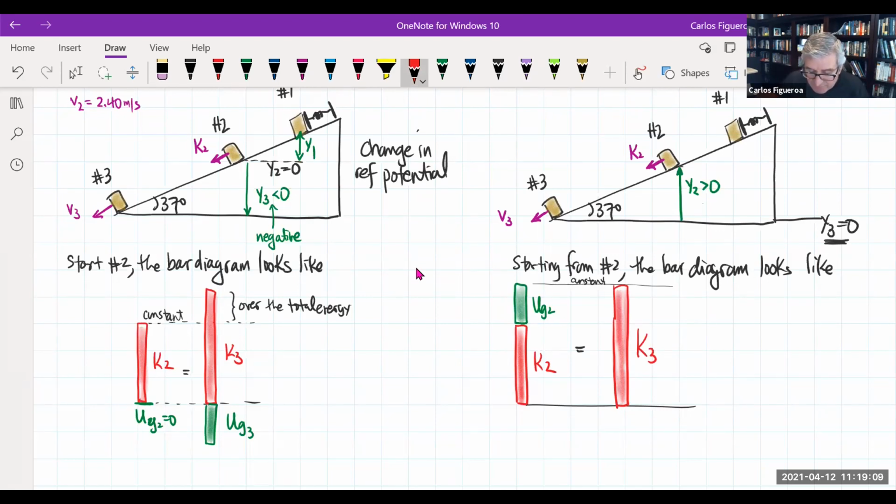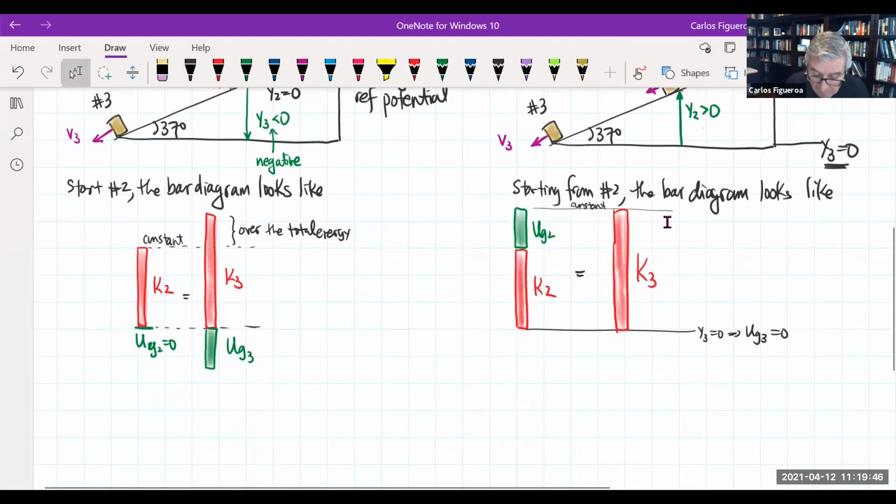So the question is, which is easy for you to understand? If you like the left one, you should use that one. If you like the right one, you should do that one. I'm going to use the right one, because that's the more common way to do that. So again, this is where Y3 is equal to 0, which tells us that the potential energy at Y3 is 0 here. So I'm going to use the right picture here.